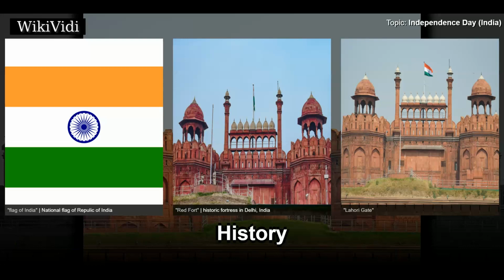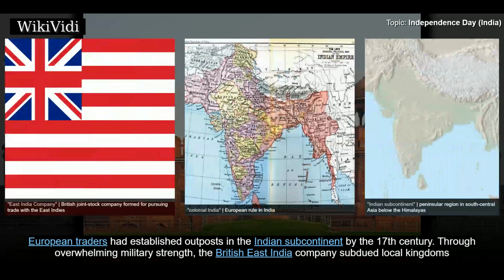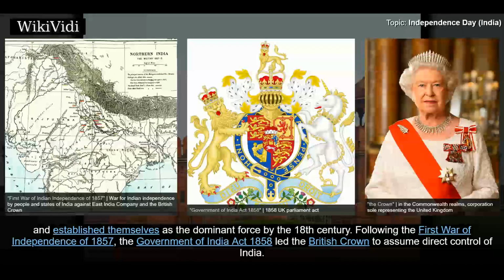History. European traders had established outposts in the Indian subcontinent by the 17th century. Through overwhelming military strength, the British East India Company subdued local kingdoms and established themselves as the dominant force by the 18th century. Following the First War of Independence of 1857, the Government of India Act 1858 led the British Crown to assume direct control of India.